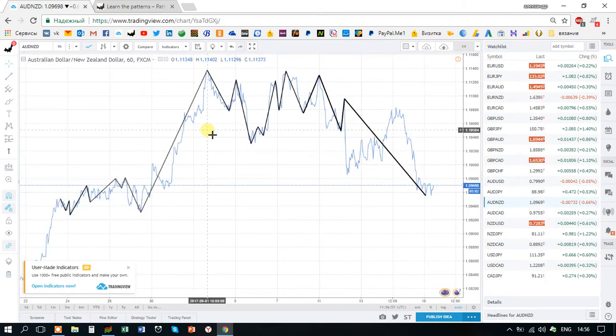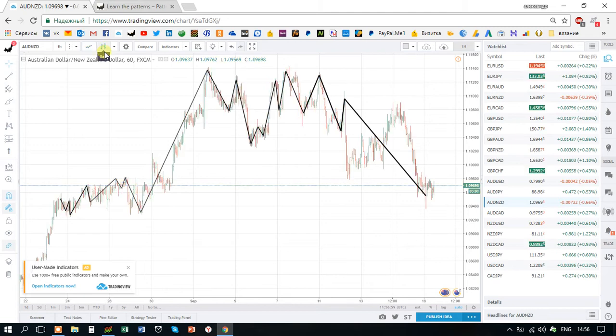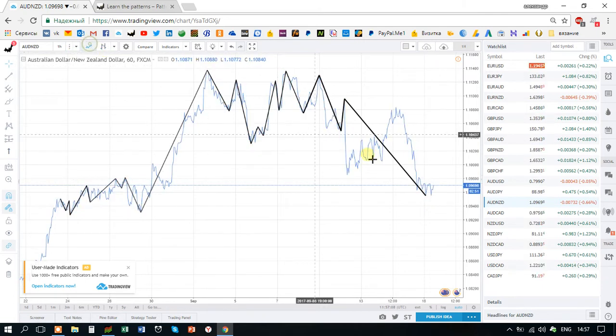Oh, look at what we have. Aussie New Zealand. Nope, nothing. We have that spike exceeding the previous. Okay.